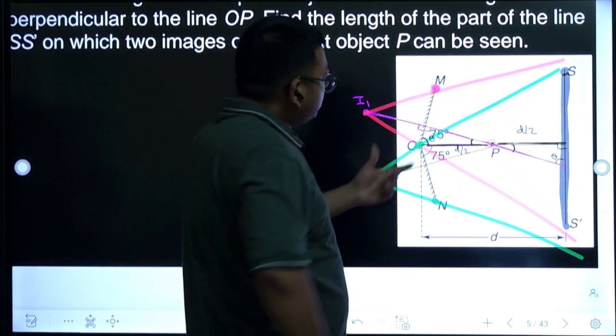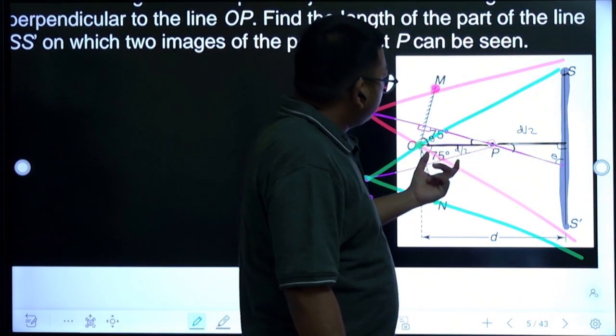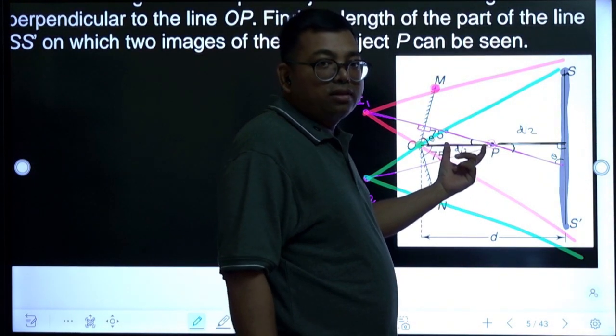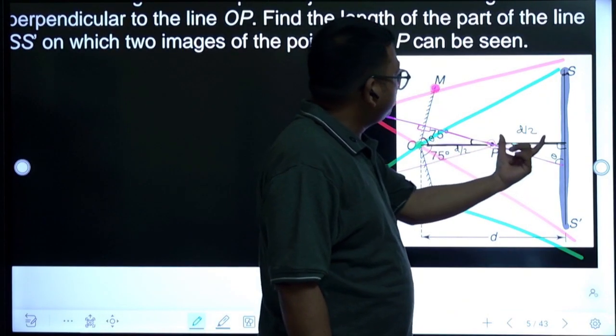Right. So don't these two triangles look congruent? They must be congruent, isn't it? They must be congruent. So this is d by 2, this is d by 2.